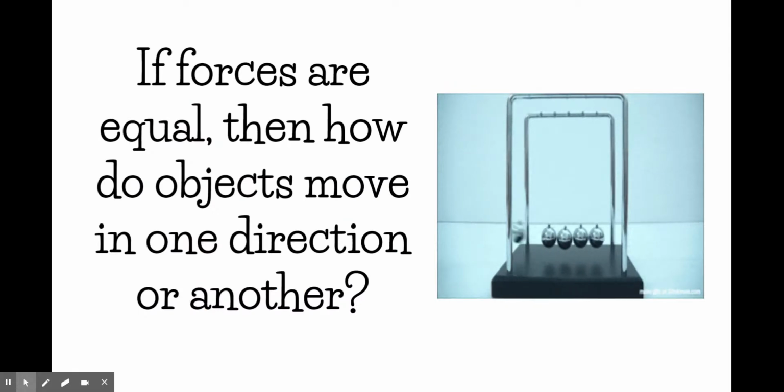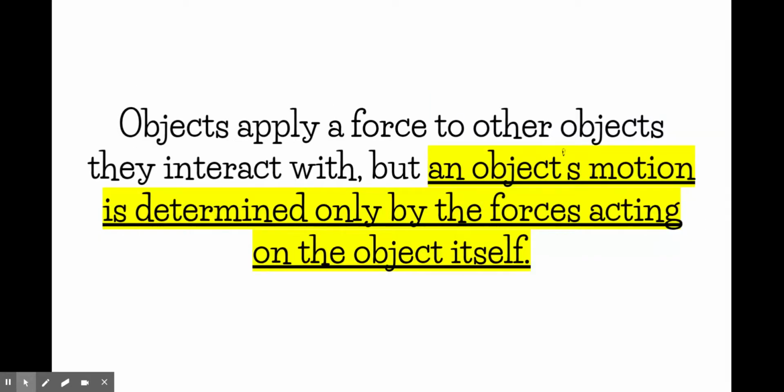So if forces are equal, then how do objects move in one direction or another? Well, that's a really valid question. So the motion of an object is actually not determined by the forces that it applies to other things, but rather the object's motion is determined only by the forces acting on the object itself.